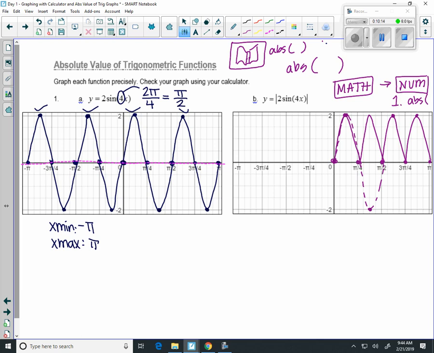So what buttons do you use for absolute value on your calculator? You do Math, and then you go over to the Num menu, and then absolute value is number 1.